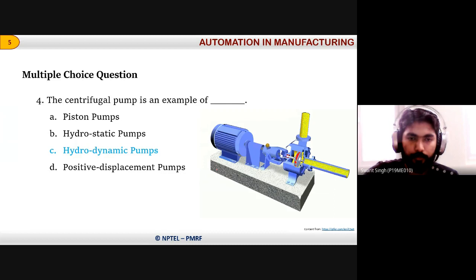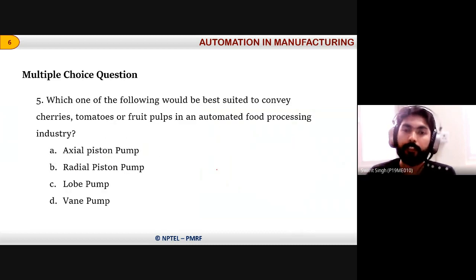Moving to the next question, question number 5. It is on the screen. It says, which one of the following would be best suited for conveying cherries, tomatoes, or fruit pulp in an automated food processing industry? So, when you process some fruit or vegetables at home for extracting juice or some kind of pulp, what kind of pump have you seen? What do you call it?